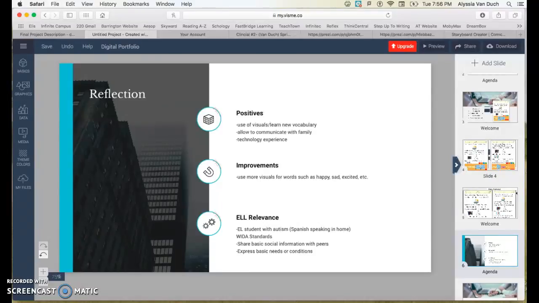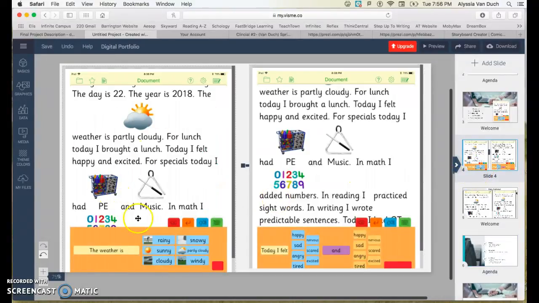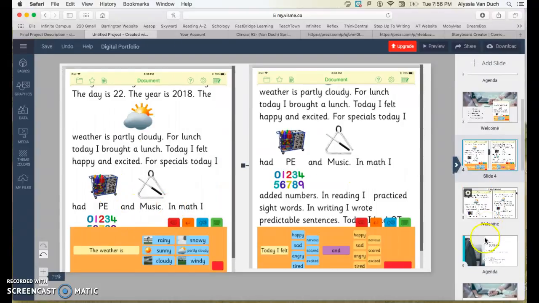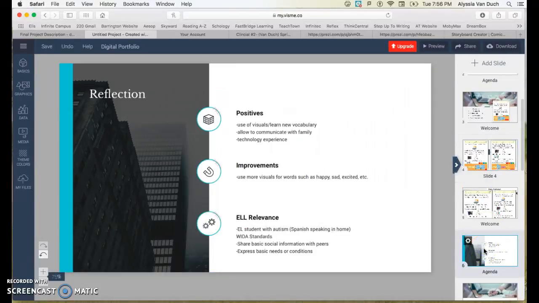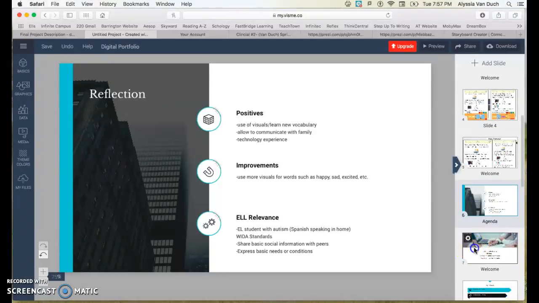And the EL relevance was that I have a student with autism who is an EL, and they speak Spanish in the home, and it's already very difficult for him to communicate verbally. So this would give the family a way to talk with him and communicate with him because there are pictures involved. And then some of the WIDA standards that it addressed is that they have to share basic information with peers or parents and family, and then express basic needs and conditions.